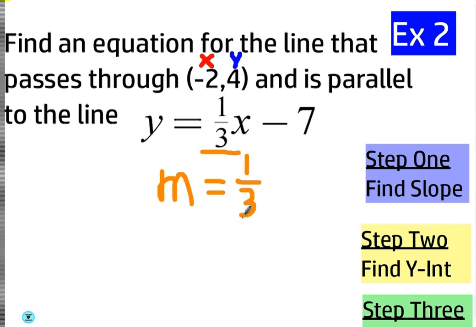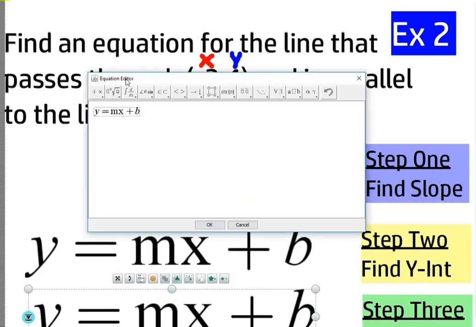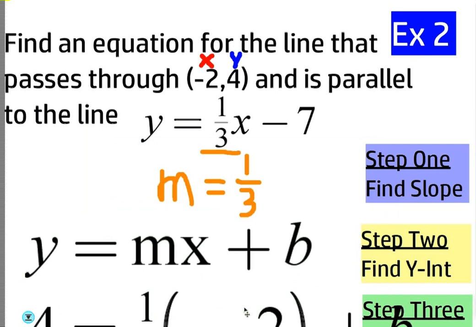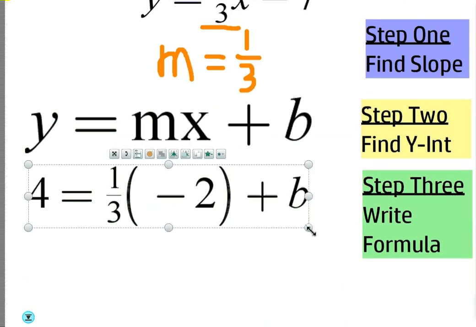All right, now let's try this again. How would you find the y-intercept? Replace everything except for b. So I'm going to replace y with 4, m with 1/3, x with negative 2, and that's part of the reason why I did this example, because we're going to end up with a fraction, and that's okay. Fractions happen.